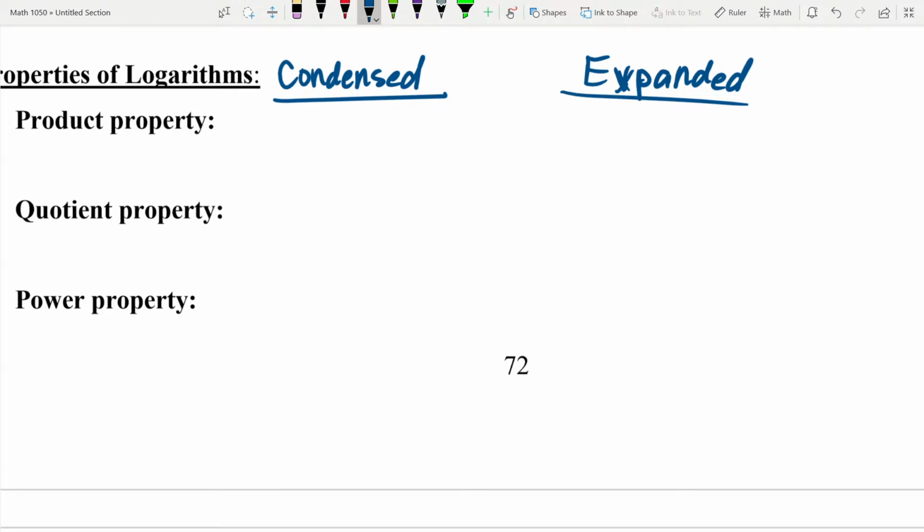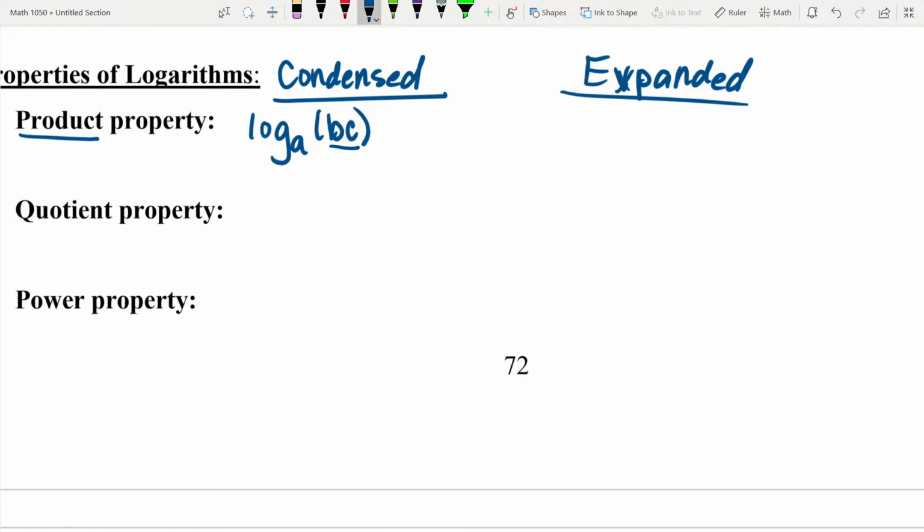Expanded means like if you expand a balloon, it gets bigger, right? So expanded is big and condensed is squished in. Okay, so product. You guys know product means multiply, right? So everybody write log base A of BC. And if what I'm taking the log of is even remotely confusing or complex, I always throw a parentheses around it. There's no harm in doing that.